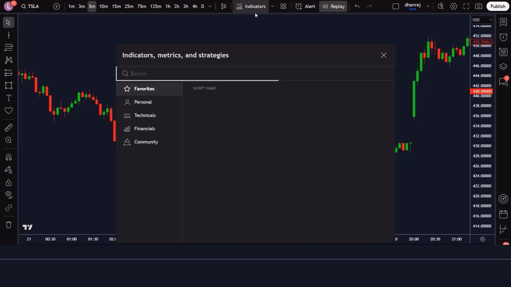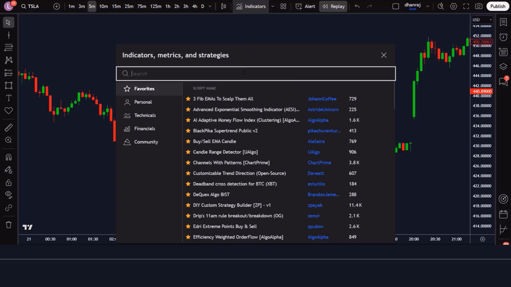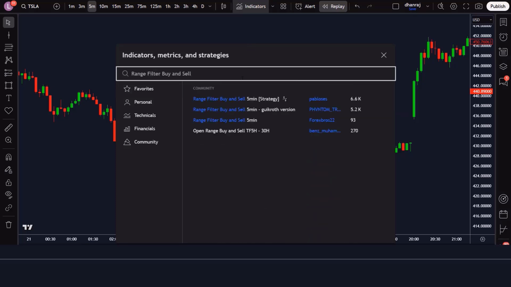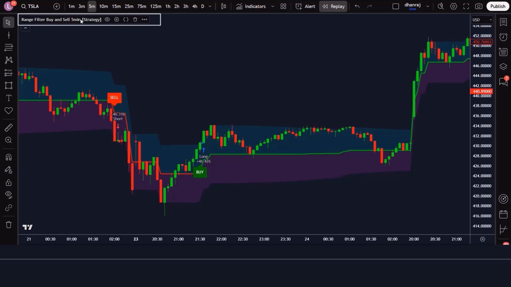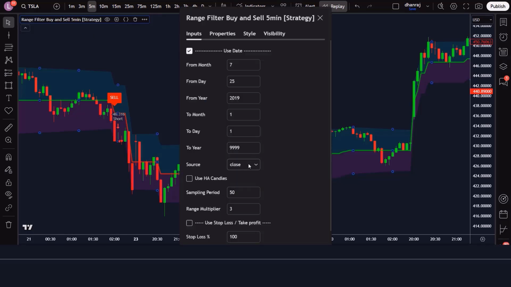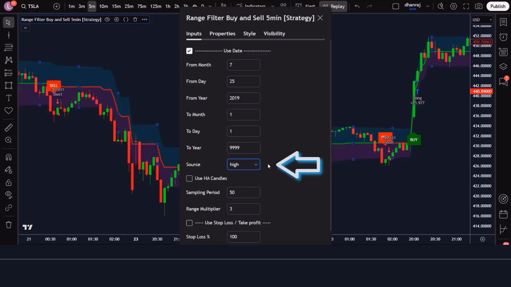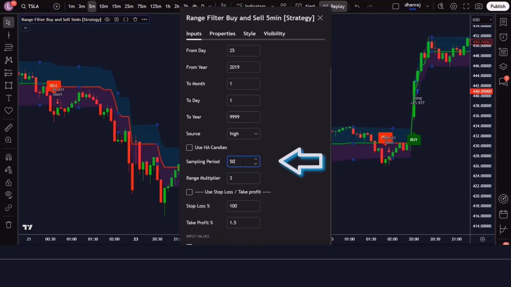First of all, we will search the range filter buy and sell indicator in the search box of TradingView. After that, we have to click on the range filter buy and sell 5-minute option, in which we have to change some settings. We have to change this source option from close to high. We have to change this sampling period option from 50 to 104.